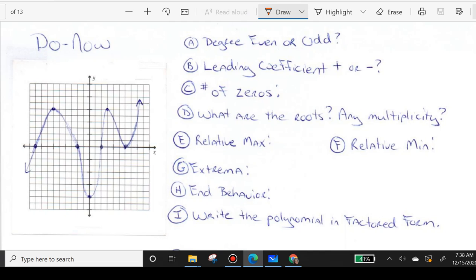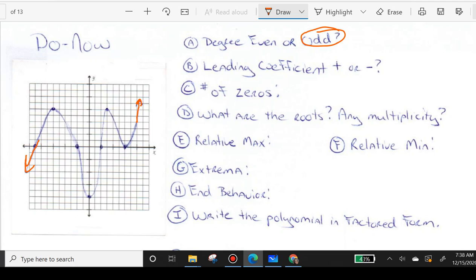If the end behavior is going in different directions, that's immediately your sign telling you that it's odd. So if we look at this graph for our do now here, this is going down on this side, and on this side it's going up. So therefore it's going in opposite directions. So we know immediately that this is odd.